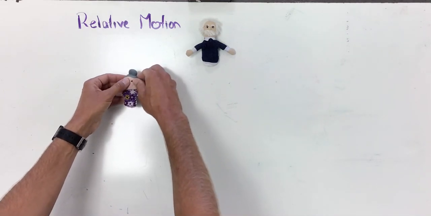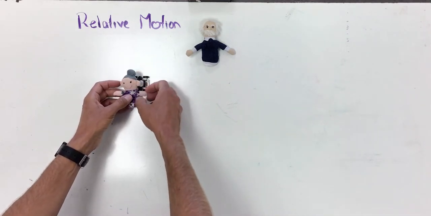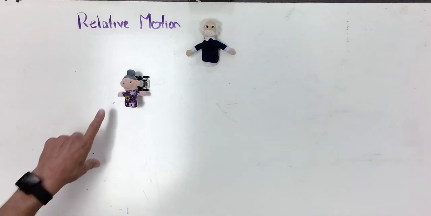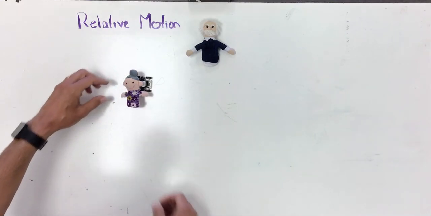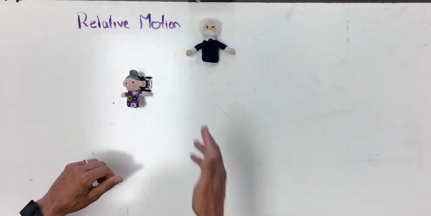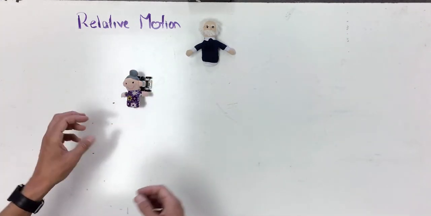Magnet isn't sticking too square. We're gonna call this person Marie. Marie's riding in the car. She could argue that she's not moving. If she reaches out and taps the car, she doesn't feel the car going at 2 kilometers.